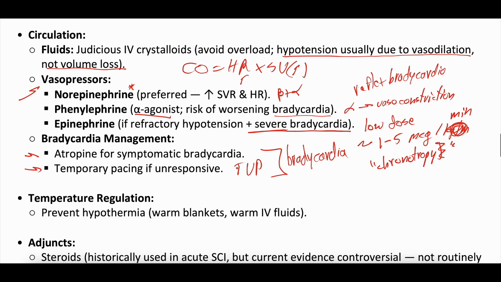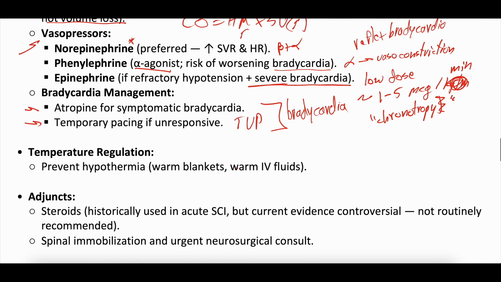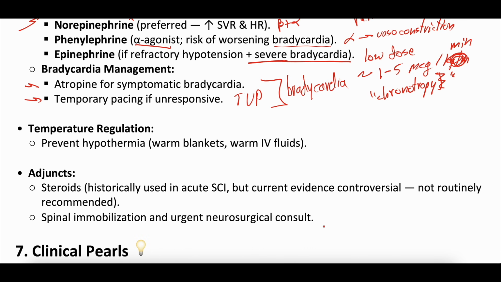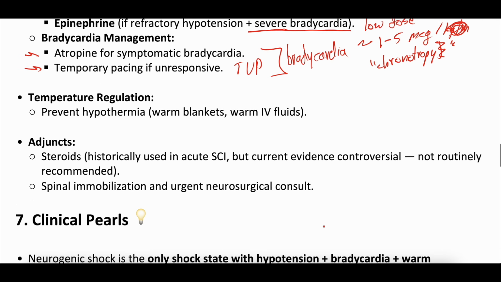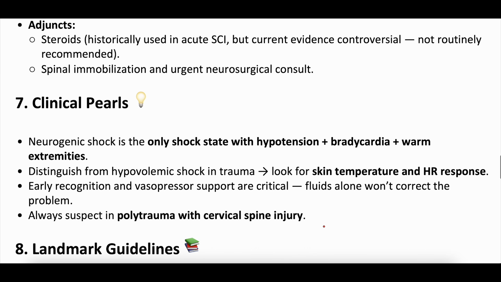Temperature regulation, just prevent hypothermia. Again, these patients can sometimes have some temperature derangements. Adjuncts here, we're not going to dive into much. They're more adjuncts related to spinal cord injuries, but people talk about steroids. They're a little controversial. And then spinal immobilization, urgent neurosurgical consult, all that stuff, address the underlying spinal cord injury. Hopefully people intuit that naturally. So some clinical pearls here, and we're getting towards the end.